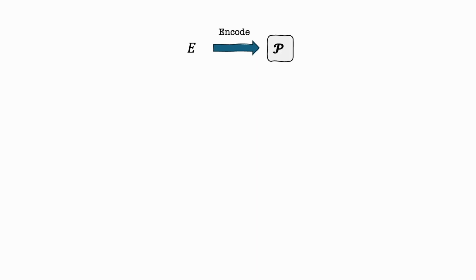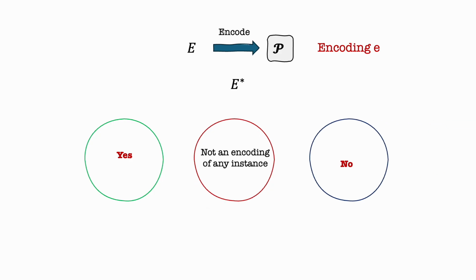In summary, we use a set of symbols E to encode a decision problem P, and we call this the encoding scheme E. E star represents the set of all possible strings that can be formed using the symbols in the set E. These possible strings can be categorized into three groups: strings representing yes instances of decision problem P, strings representing no instances of problem P, and strings that are invalid, meaning they do not represent any instance of the problem.